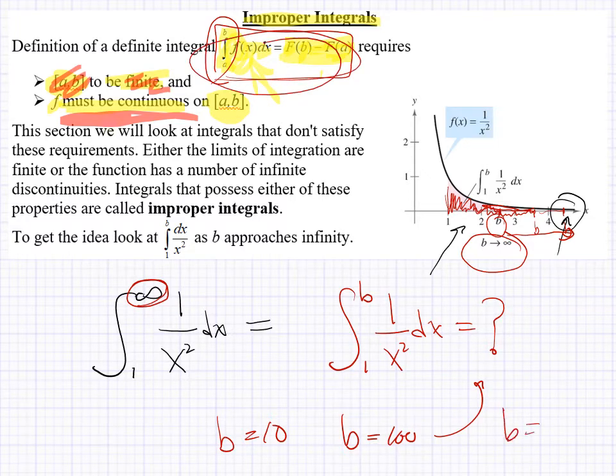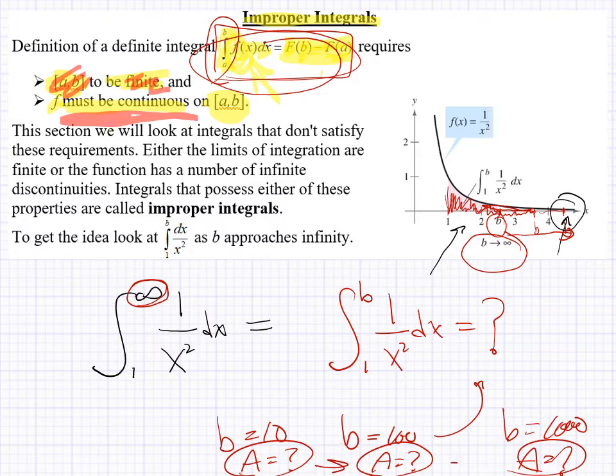Then let's let b be 1,000, okay? And keep doing this. And look at the answers I'm getting. What is the area for this particular b value? What is the area for this b value? What is the area for this b value? And the idea here is these areas should be approaching something. Whether that something is a finite value or an infinite value, these areas should get closer and closer to the actual area I'm looking for.